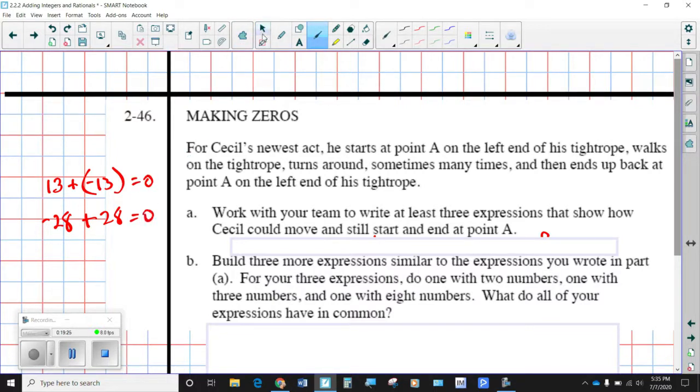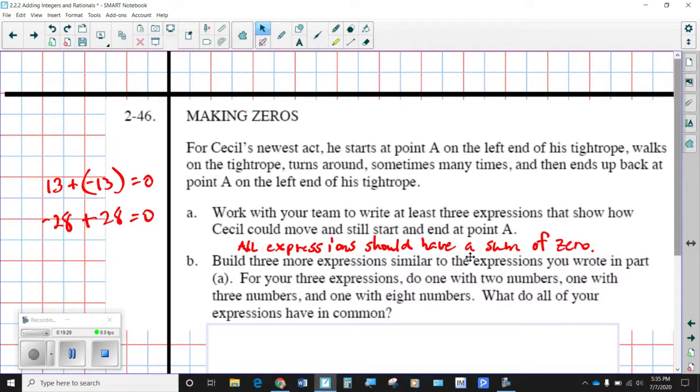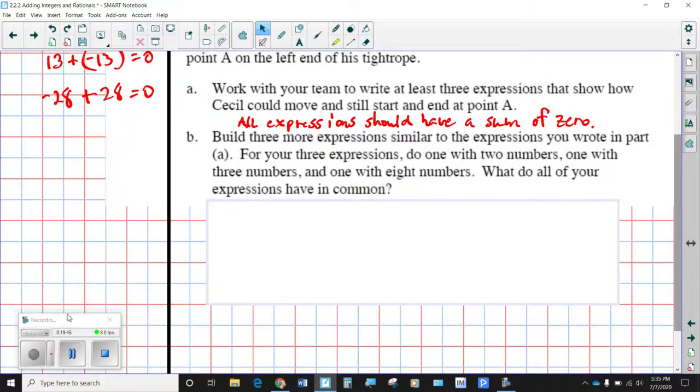So what all these have in common, all your expressions should have a sum of 0. Whatever you chose to write, if when you add them together, you get an answer of 0, then you've done everything correctly. You would have started at A, moved to wherever, and then moved back, because these movements are basically canceling each other out.